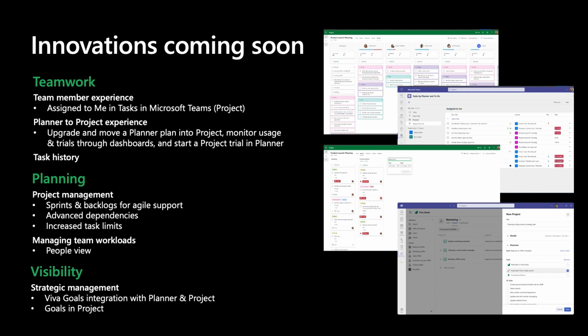And for those of you who heard the announcement of September 22nd, there's been a lot of excitement and anticipation on the upcoming connections of Viva Goals with Planner and Project. Ultimately, what this means for you and your team is that you can set goals and manage objectives and key results to provide visibility to your stakeholders on status while aligning to your organization's goal.